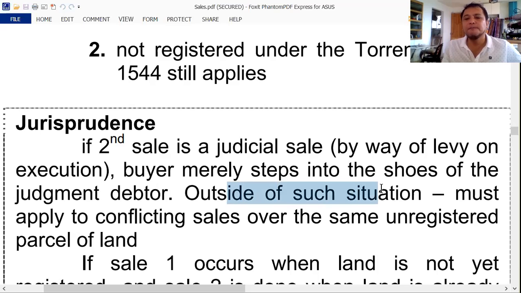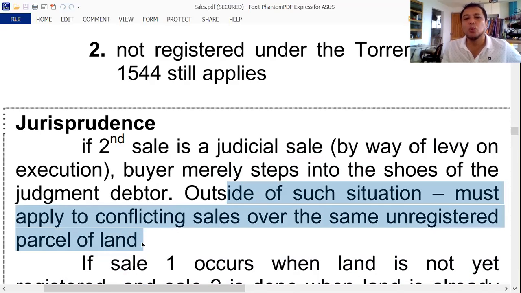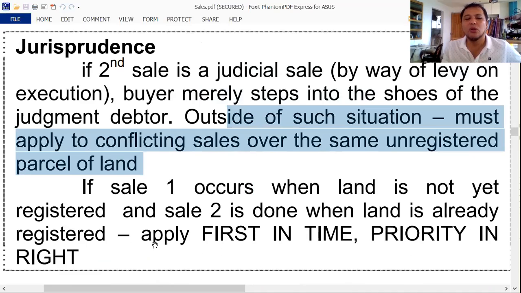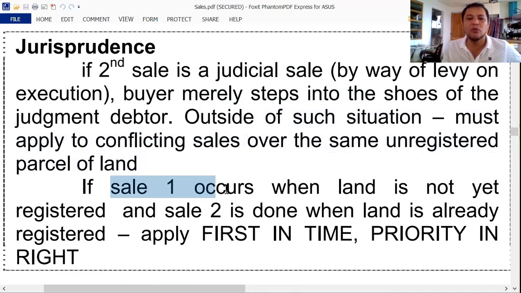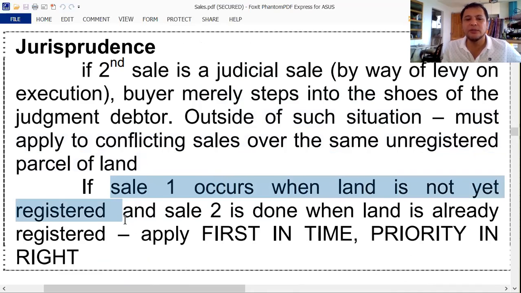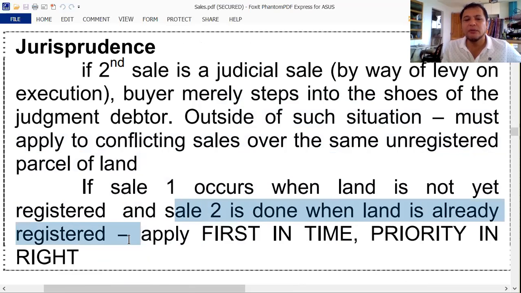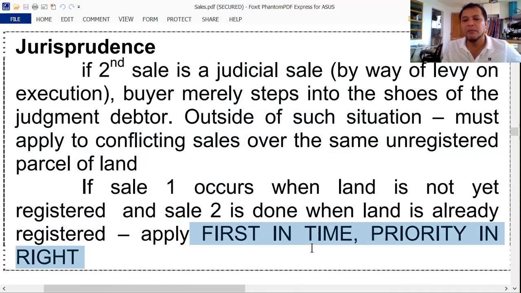Outside of such situation, the rule must apply to conflicting sales over the same unregistered parcel of land. So this is the rule. If sale 1 occurs when the land is not yet registered, and sale 2 is done when the land is already registered, we apply the first in time, priority in right. Because this is already outside of Article 1544. Yeah?